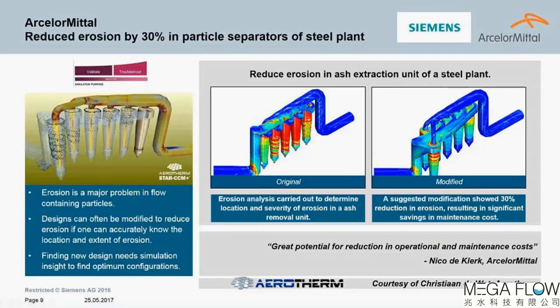plant where erosion was a major problem in the flow containing the particles. And so going from the original design to a modified design, it was observed that a 30% reduction in the erosion could be achieved, resulting in significant savings in maintenance cost. This again is an example thanks to ArcelorMittal and Aerotherm. This is a classic case where simulation was used in the troubleshooting mode for a given problem.